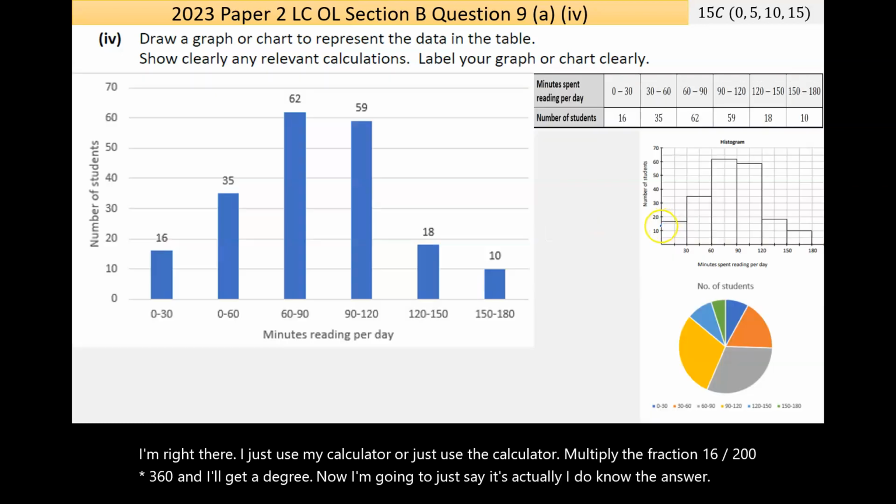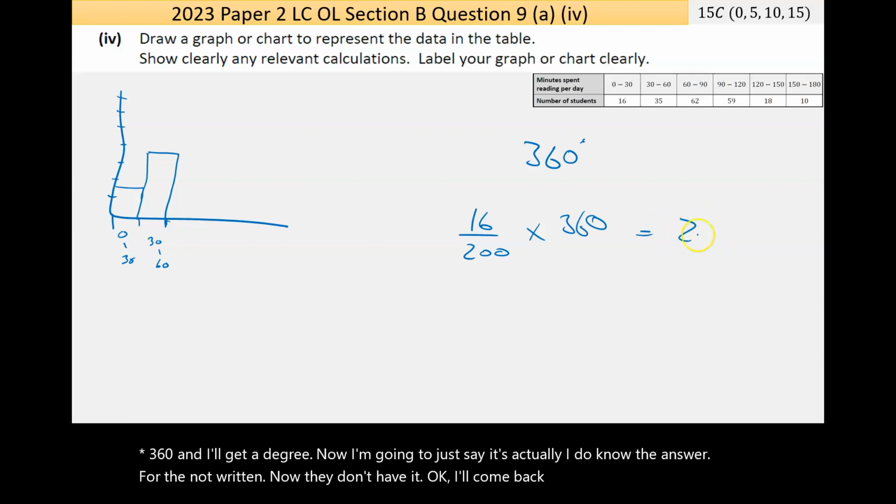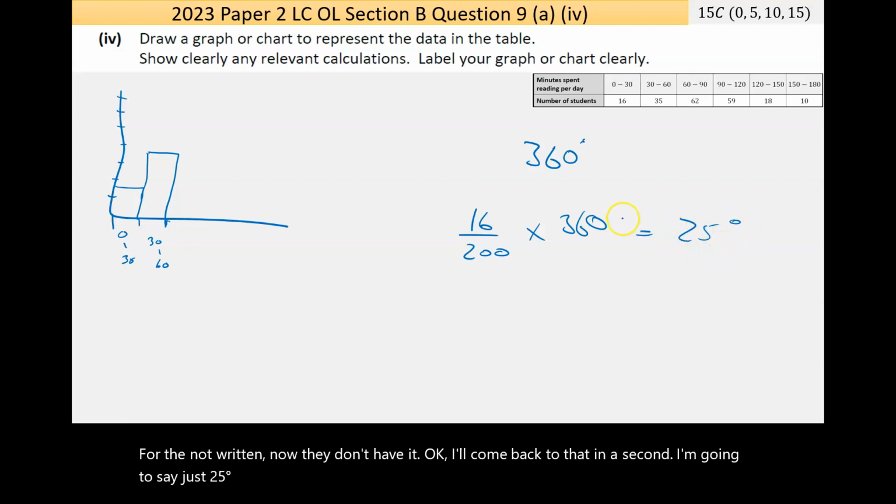Oh, they're not written here. No, they don't have it. Okay, I'll come back to that in a second. I'm going to say just 25 degrees. Okay, now I'm just making that up.